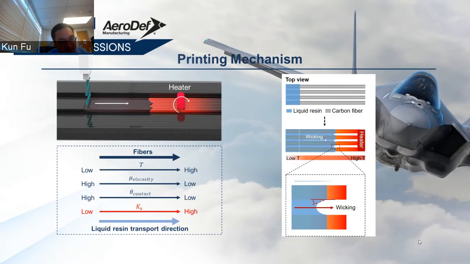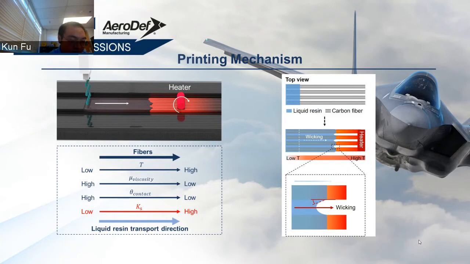From those low to high temperature changes in viscosity and contact angle, we put them into an equation to calculate the liquid absorption capability. So here you can see we are using the KS value. This is the liquid absorption capability, to show that at the higher temperature, the resin and carbon fiber system will have a very high KS value.